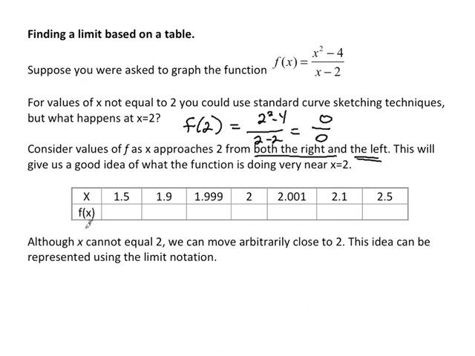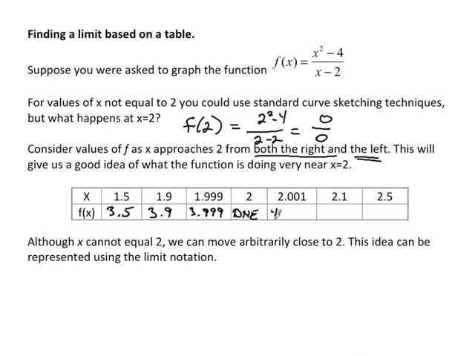So I'm going to go ahead and fill in this table, which you probably already did. See, this was 3.5. This was 3.9. This is 3.999. This was, I'm going to say DNE, does not exist.